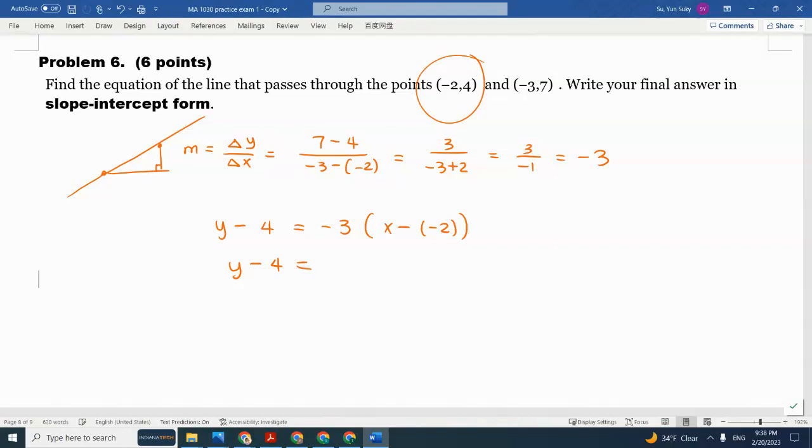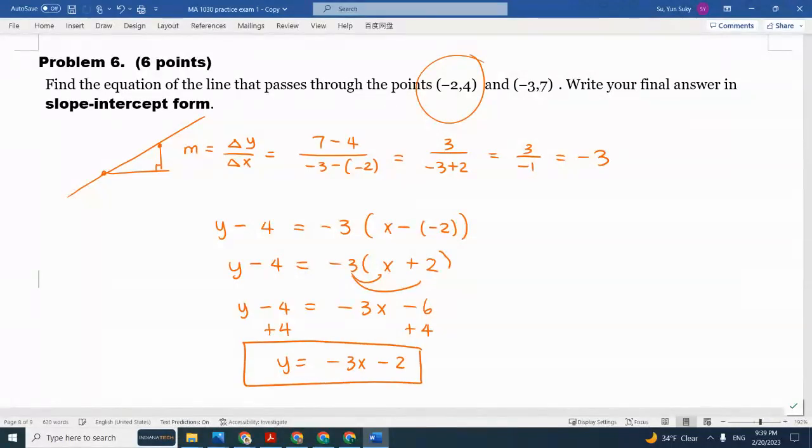So y minus 4 equals -3 times x minus negative 2, and negative becomes positive. Keep going. Distribute -3: -3x, and -3 times 2 is -6. Add 4 on both sides. We have y equals -3x minus 6 plus 4, and -6 plus 4 is -2. So this is the answer.